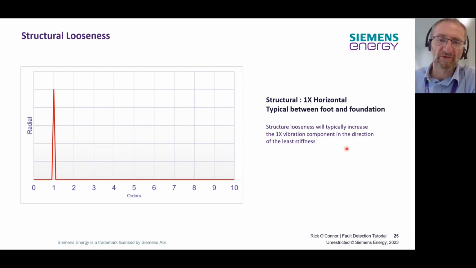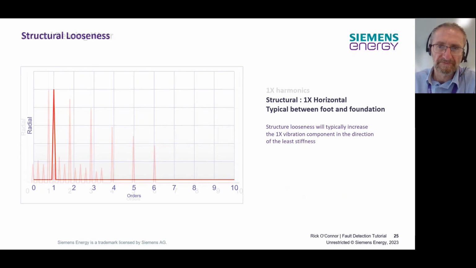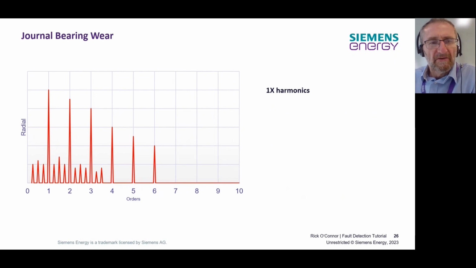And as a note there, structural looseness will typically increase the 1x vibration component in the direction of least stiffness. So consider what the actual machine looks like and how it's built and made up before making an assessment on that one. We may see journal bearing wear, and in this instance, we'll potentially see 1x with harmonics, but you'll also potentially see harmonics around the 1x and the 2x, probably decreasing in size as we increase in frequency.